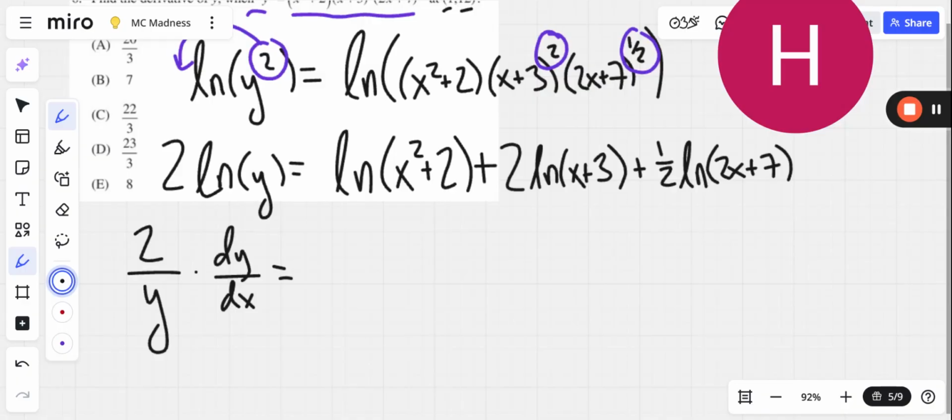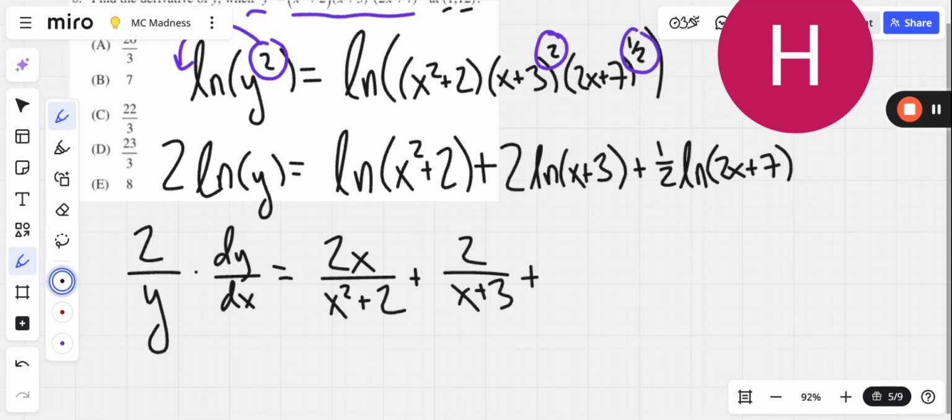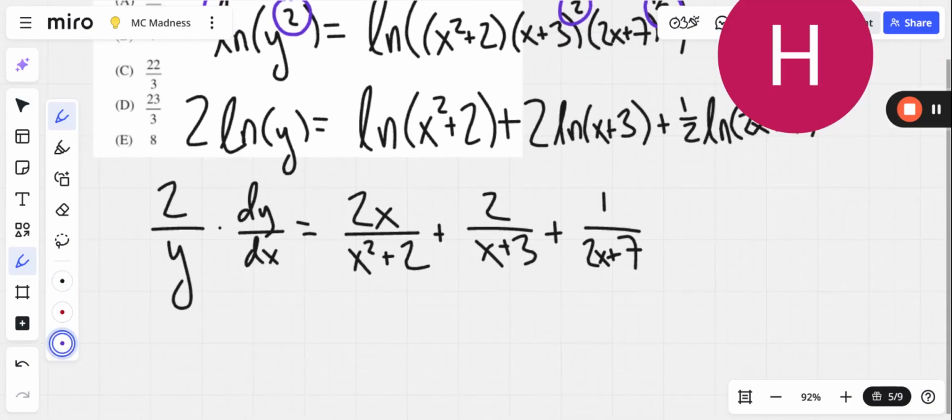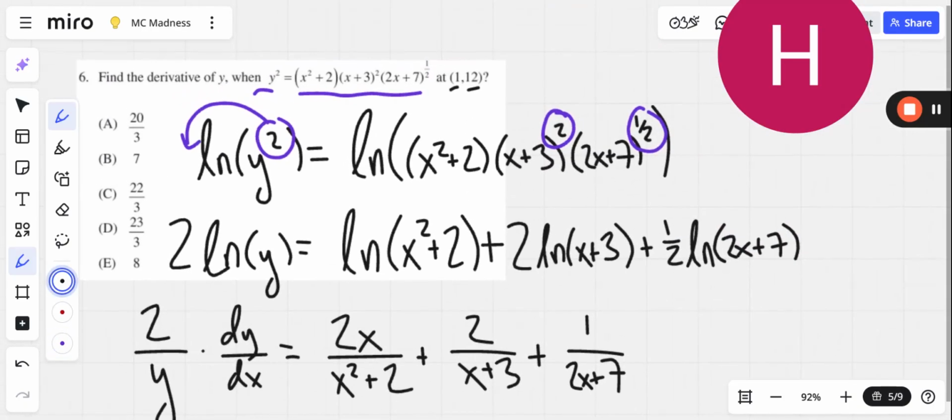And all of these are fairly nice. So we're going to end up with 2x over x squared plus 2 plus 2 over x plus 3 plus just 1 over 2x plus 7. That's because the 1/2 is going to cancel with 2 from the chain rule. And it's very easy now to just plug in the point 1, 12, I believe it was. Yeah.